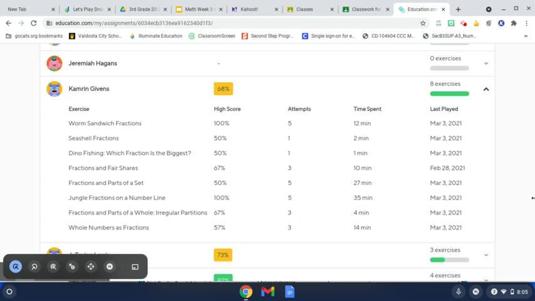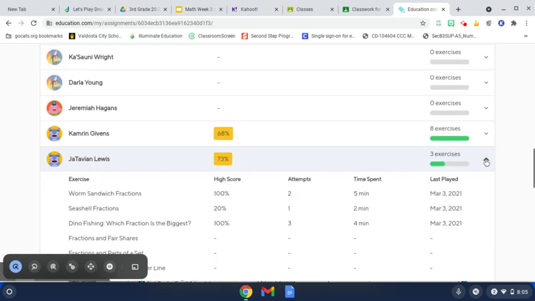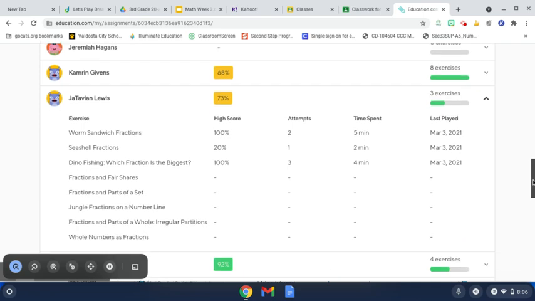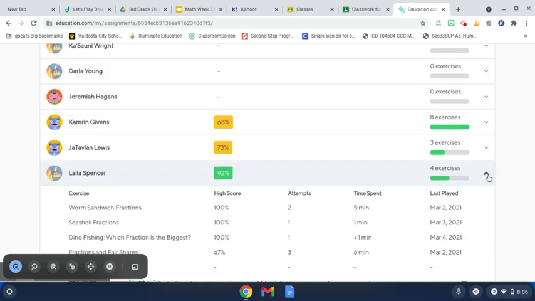Let me scroll down here. Jatavian, let me see. Yeah, Jatavian, you 73% through it. You got 3 exercises done. You can go back and work on seashell fractions. And you need to do the jumping fractions on the number line. I don't see that one done yet. You need to work on this. Layla, you got 4 exercises done. You need to go back and work on the fractions and fair shares. Everything else looks pretty good though.